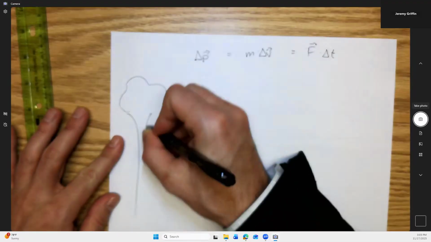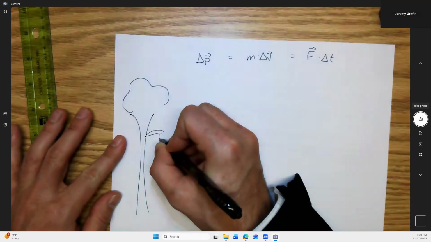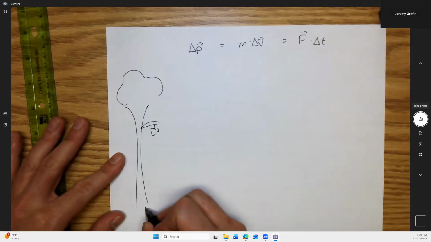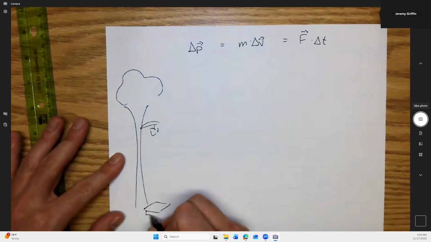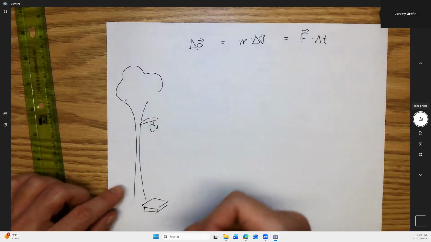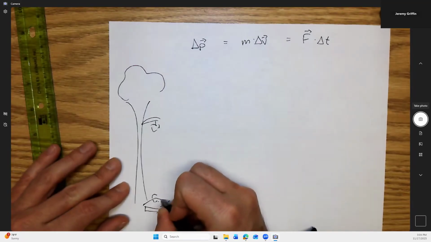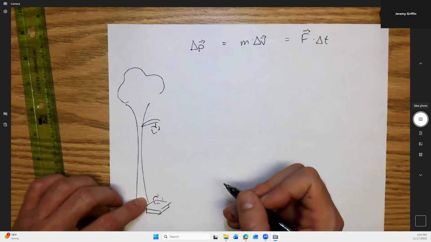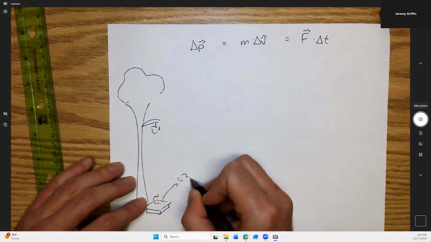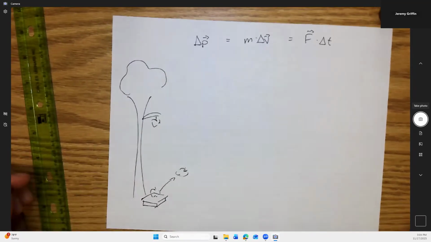Well, let's get an apple tree going. Here's my apple tree. And what if I have a scale down here? The scale is going to read a force. Isn't that what a scale can do, like a bathroom scale can read the force? So here comes the apple, it falls and either splats and hits, or maybe it rebounds, boing, and bounces off. And that could make a difference too, right?